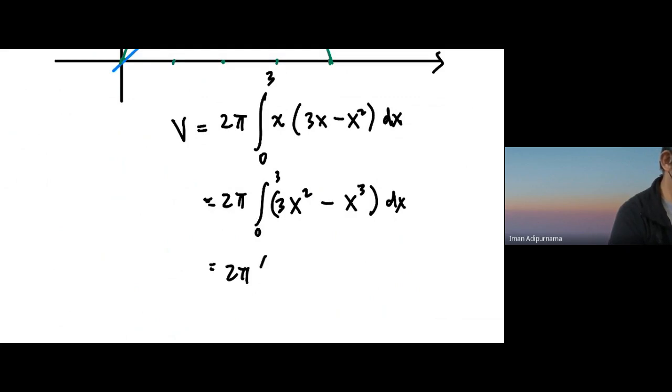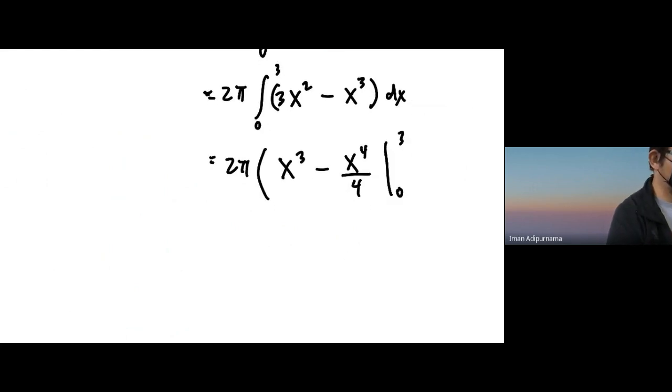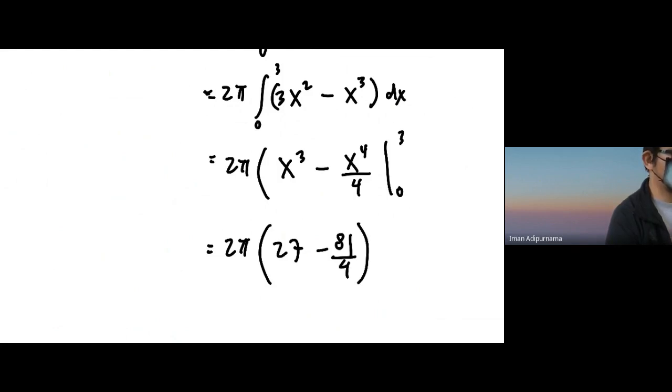And we can have x cubed minus x to the power of 4 divided by 4, and plug in 0 and 3. So we will have 27 minus 81 over 4. If you just finish up until here, maybe you feel you need time for other answers, I consider this as a full point, okay? If you just end up until here.